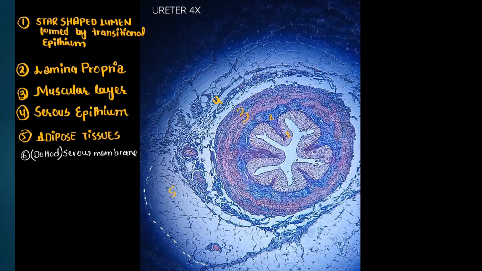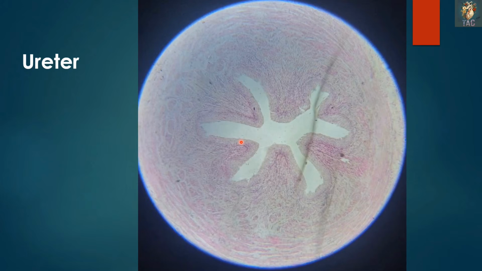Another slide of the ureter with the H&E stain, and in this stain also you can appreciate the star-shaped lumen, also the transitional epithelium, then the lamina propria, and then the muscularis externa.